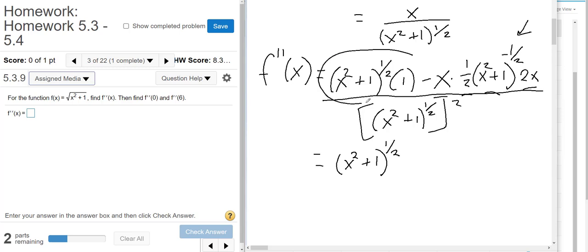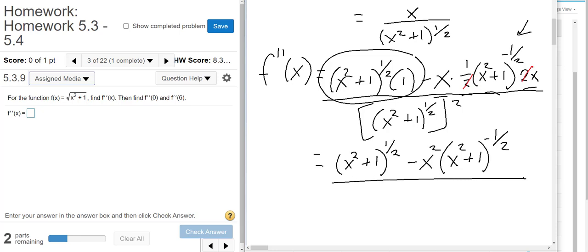That's this first part. Over here I have a 2 in the bottom reducing with a 2 in the top. I have an x and an x, so that's going to be minus x squared. And all of that is x squared plus 1 to the minus 1/2 all over... And when we multiply these two, we get a 1, so it's just over x squared plus 1.